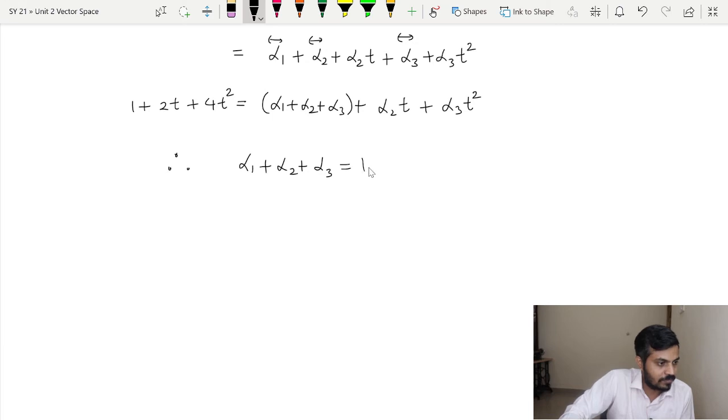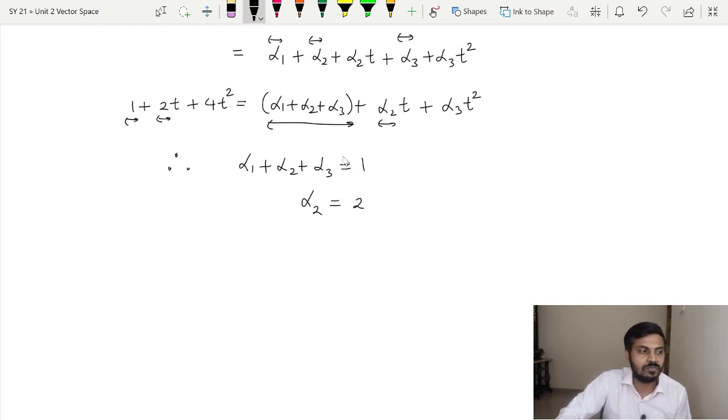terms are same, okay, means alpha 1 plus alpha 2 plus alpha 3 should be 1, right? Because on the left hand side the constant term is 1 and on the right hand side this is our constant term. Next, the coefficients of t should be also equal. So over here the coefficient of t is alpha 2. So alpha 2 will be equal to 2 directly, as on the left hand side the coefficient of t is 2. Similarly on the right hand side the coefficient of t square is alpha 3. So alpha 3 will be equal to directly 4.